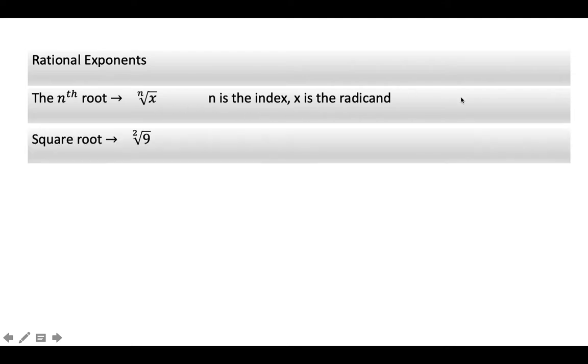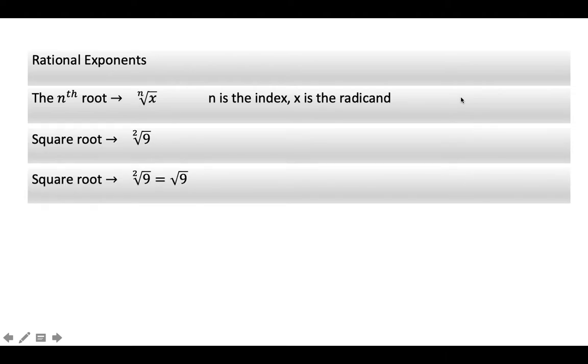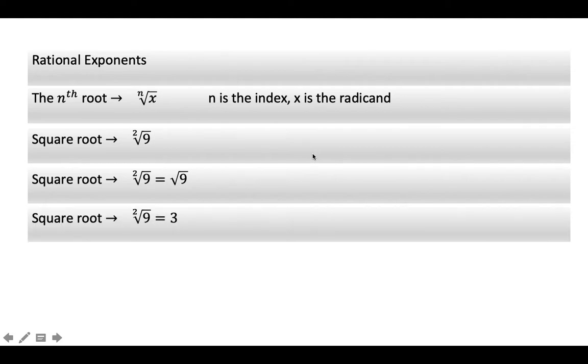So let's look at an example we all know. This is the square root of 9. Notice that there's a 2 there, and that index implies the square root, but often we don't need to write the 2. If there's no index written, it's implied that it's the square root. What this means is, what number multiplied by itself is 9? The square root of 9 is 3, because 3 times 3 is 9.